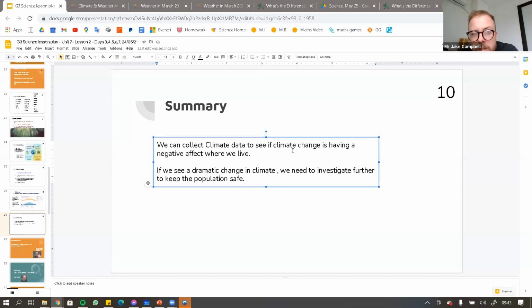If there is a flood coming, we need to evacuate people. If it's too hot to survive, we need to leave that place, okay? This is very dramatic changes in climate.